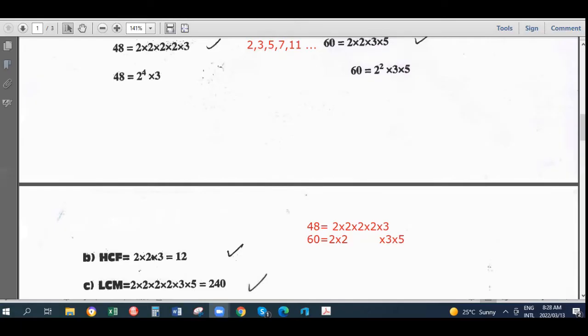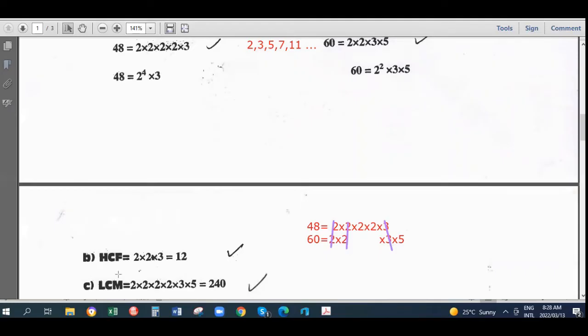Let me use a different color pen for you. Okay, we're going to look at the examples that are in a line. So there's 2 and 2, there's another 2, and there's 3. Those are the common ones. So that's your highest common factor. So these are your factors that are common. So that's 2 times 2 times 3. That gives you 12. That's your highest common factor.